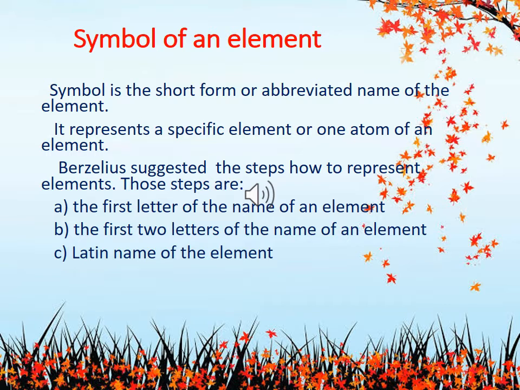Then Berzelius suggested the steps how to represent elements with their symbol. So what are those steps? Those steps are: first, we have to take the first letter of the name of an element. Then the first two letters of the name of an element. And lastly, the Latin name of the element.